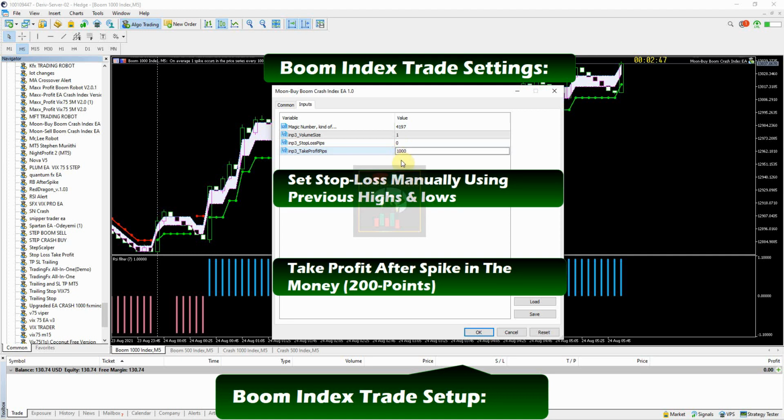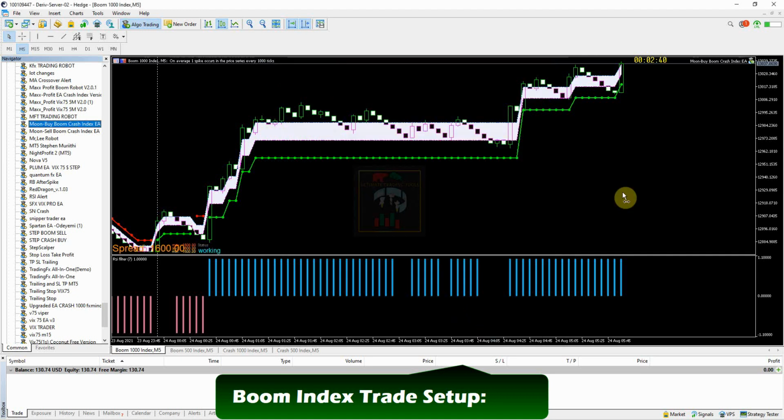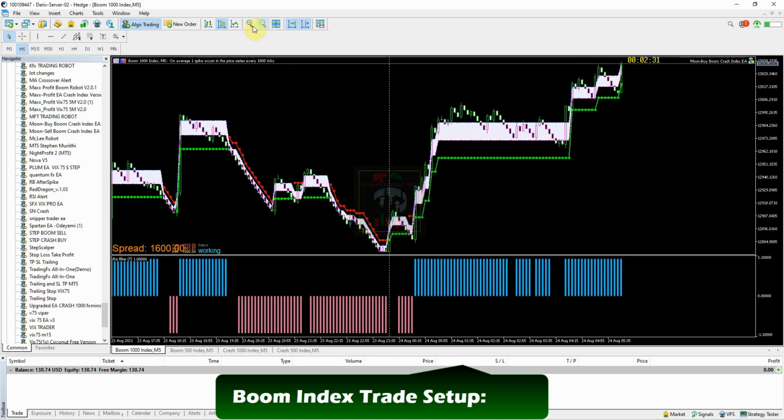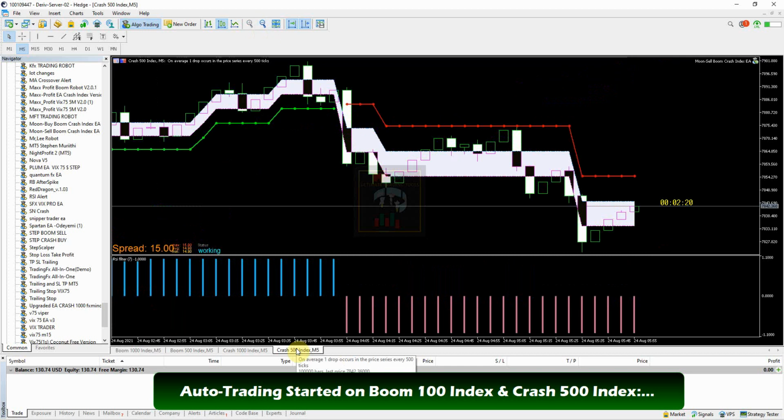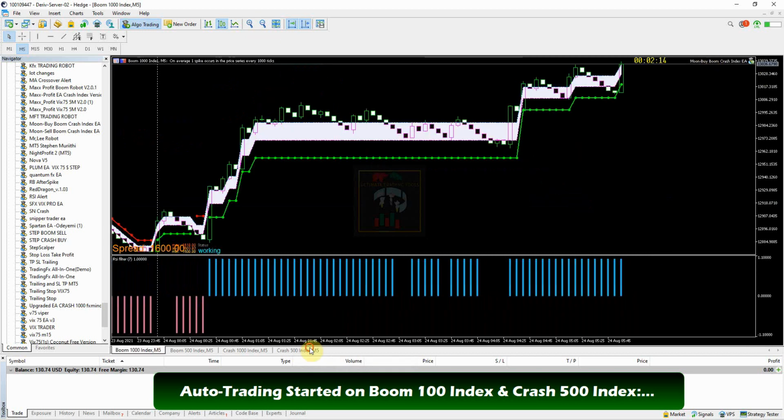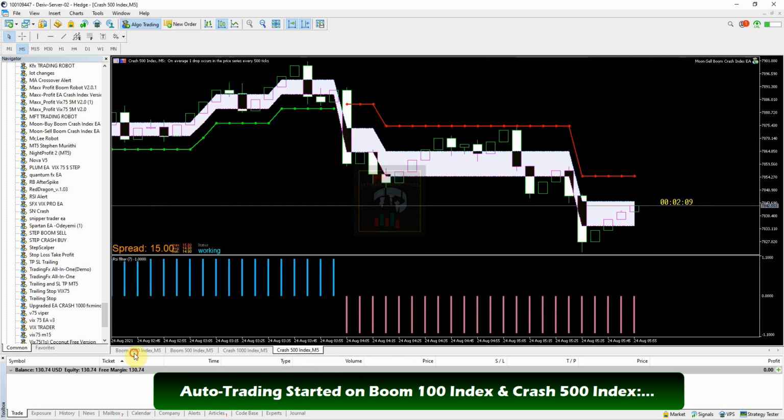I set stop loss manually, mostly when the Renko adaptive trend is broken. Take profit after the spike happens and your trade is in the money. You can also hold to catch more spikes, but be certain that the spike's trend will continue happening. You can also implement other technical analysis for more accuracy. The Moon robot is running on 2 markets, boom 1000 index and crash 500 index. Let's wait for a trade to execute.